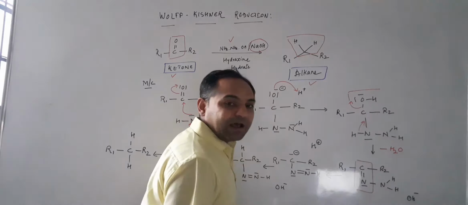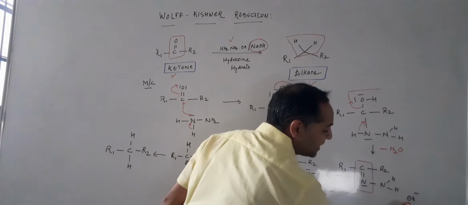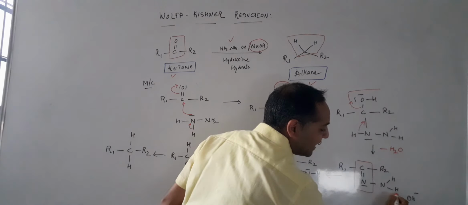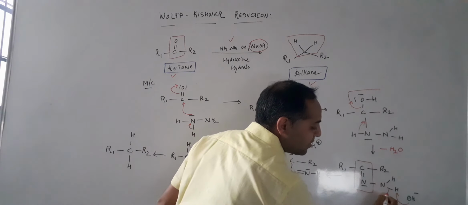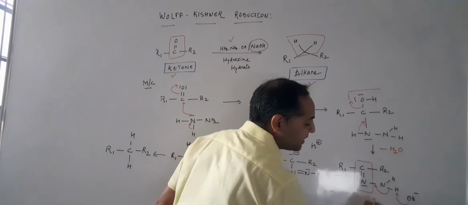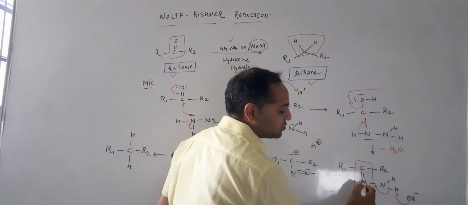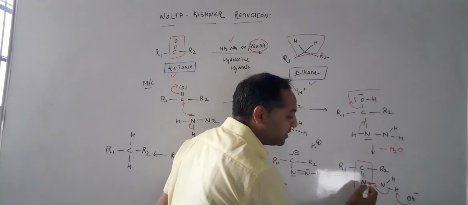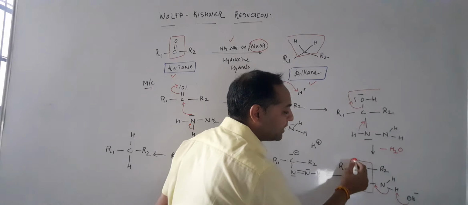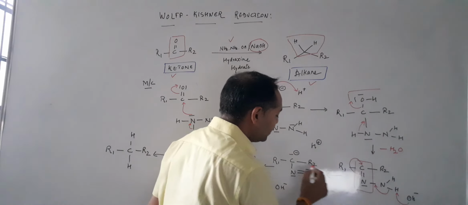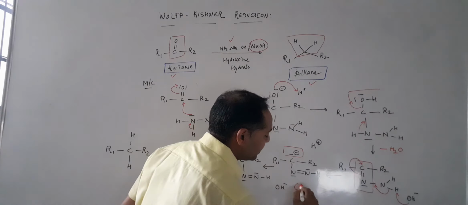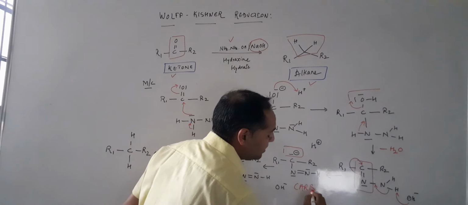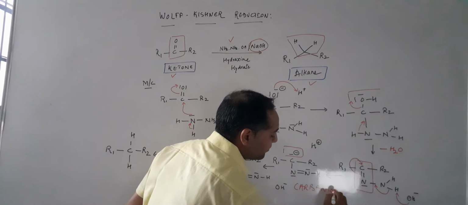Then what happened? This OH minus base accepts this proton, this NH bond breaks down and electron is shifted to this position. So that will form an N=N double bond, and this pi electron is shifted on carbon to generate a carbanion. So in this way the carbanion is formed.